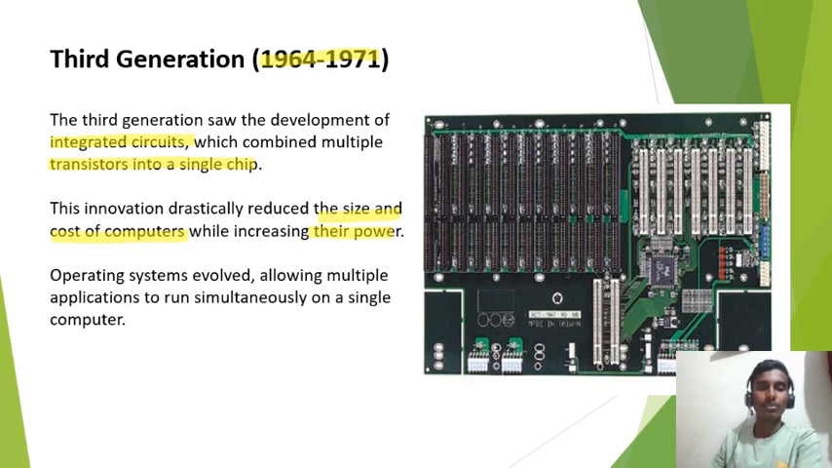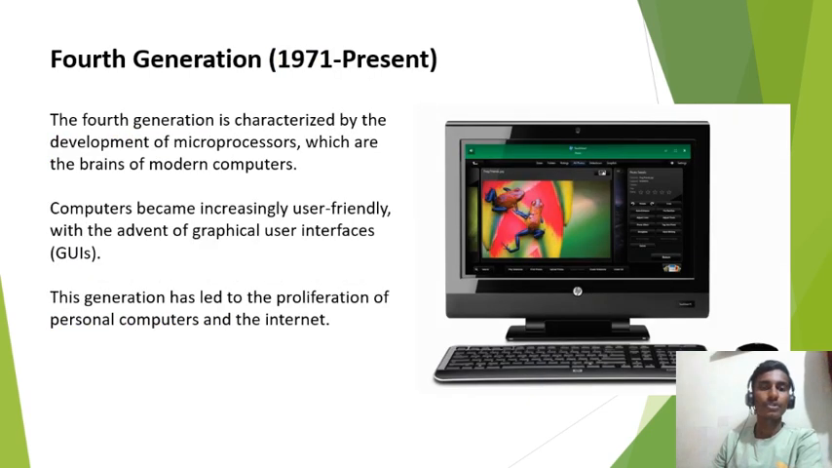Operating systems evolved, allowing multiple applications to run simultaneously on a single computer. Fourth generation, 1971 to the present time. The fourth generation is characterized by the development of microprocessors, which are the brains of modern computers.